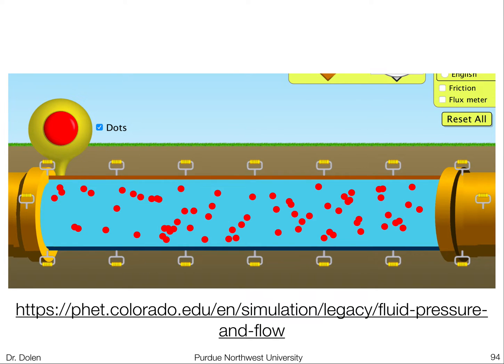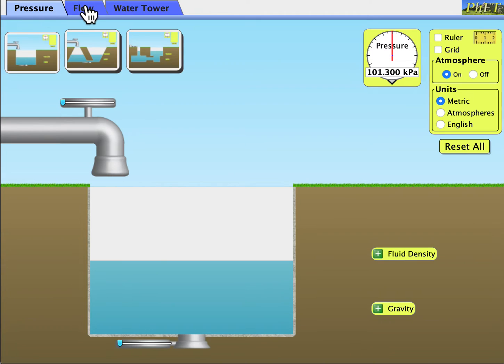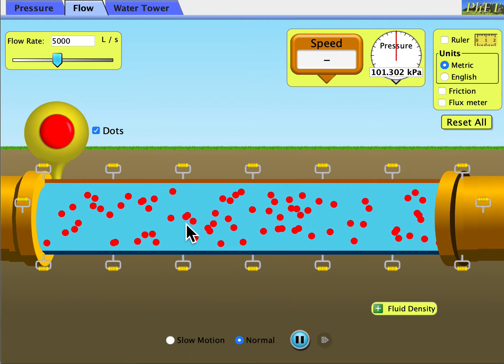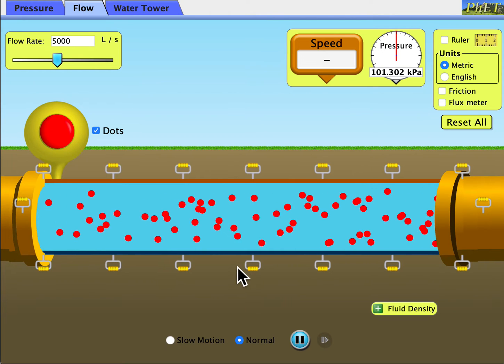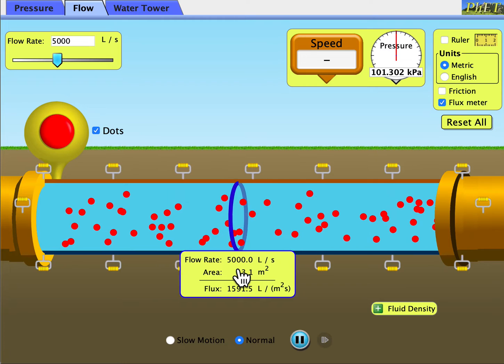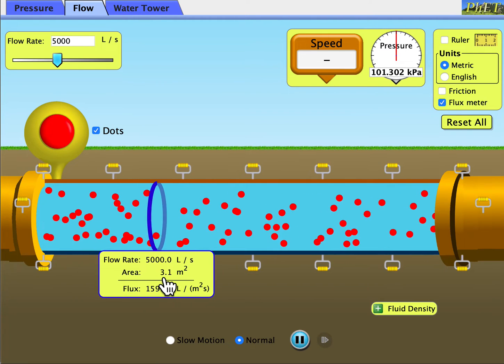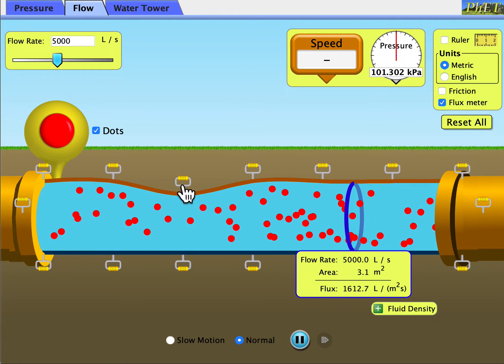And here's a quick simulation that will help you play with that. Let's see here, let me get it going. Oops, this one. So here we have a pipe. The volume flow rate is 5,000 liters per second. I can actually measure the flow rate everywhere on the pipe in this circle and see that it's 5,000 liters per second everywhere. And then let's see what happens when I make the pipe a little smaller.